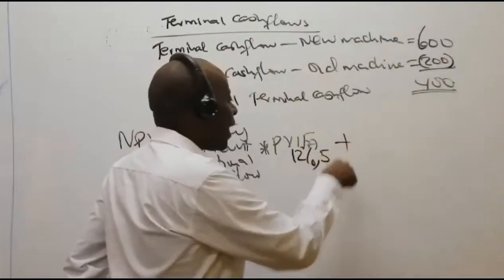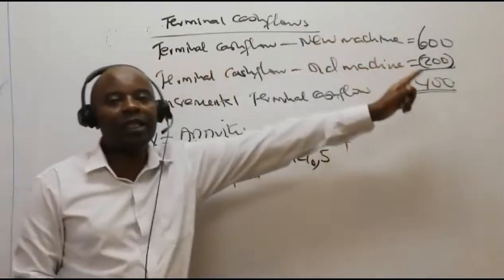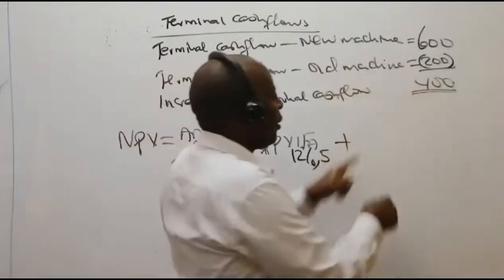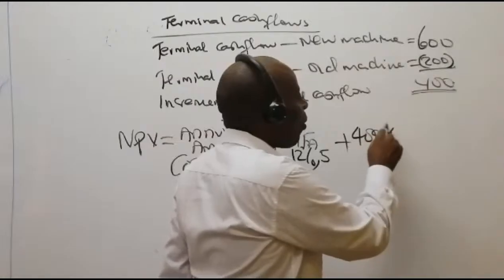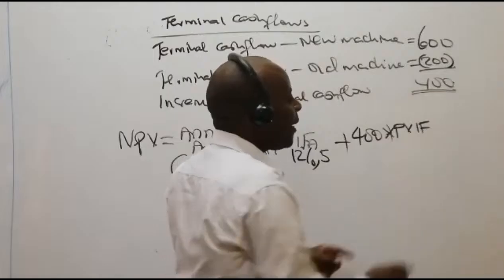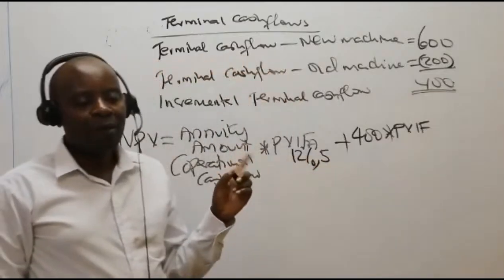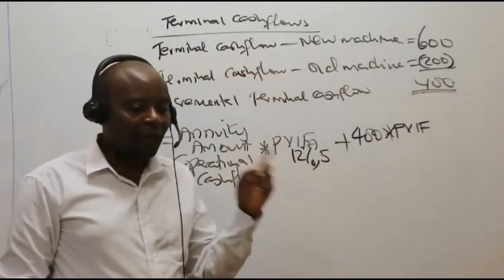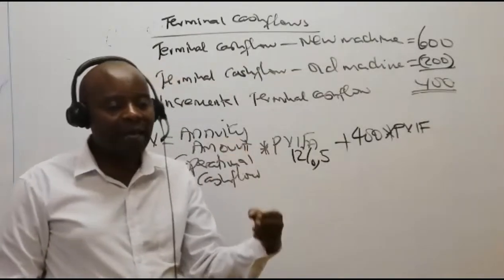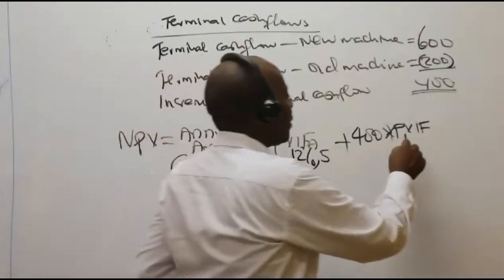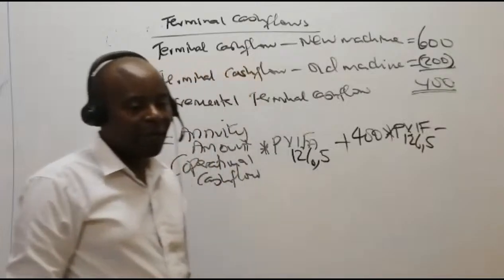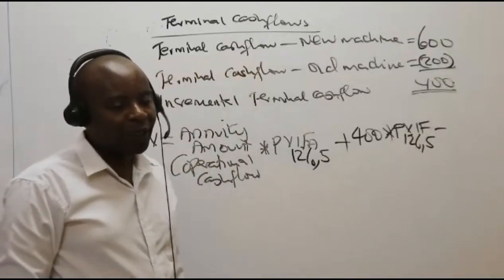Plus, there is this other cash flow when things come to an end. There is a terminal cash flow of 400, but because it's a one-off amount, we can only multiply it with the PVF, the present value interest factor. The parameters are the same, 12% and 5 years, and then at the end we subtract the initial outlay.